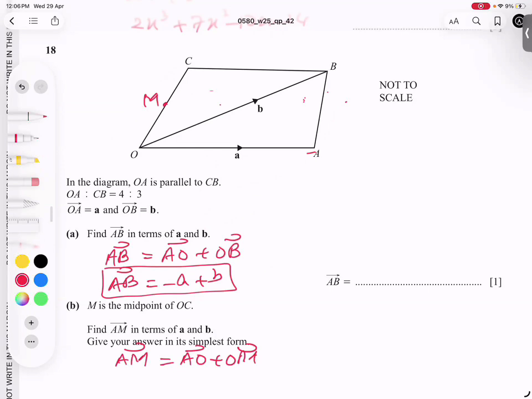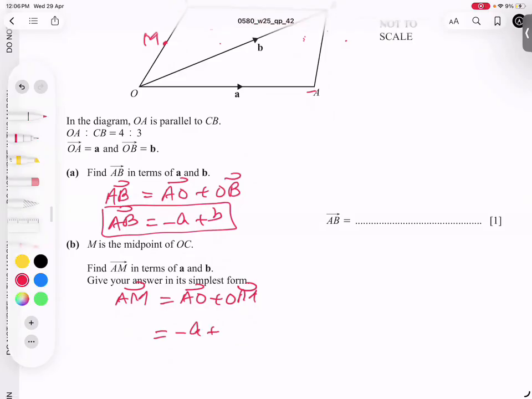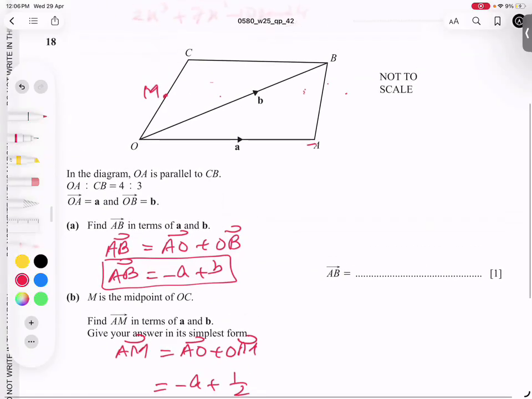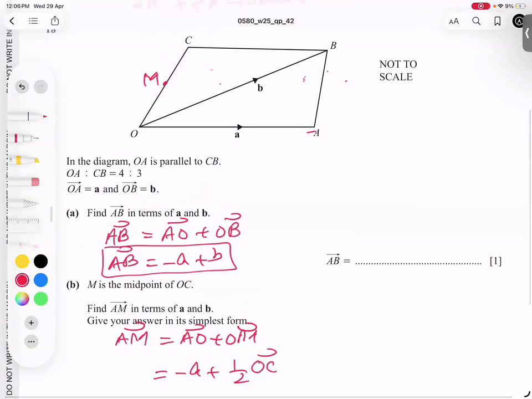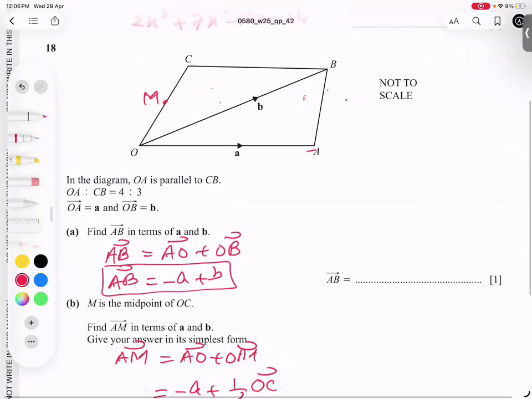So let's see how we can get it. A to O is negative a. But the thing is O to M. How to get OM, students? OM is half of OC. Now the only thing left is OC. If I get OC, question over. But we have not been given OC here. How to get OC, students? OC is not a hard job for us.